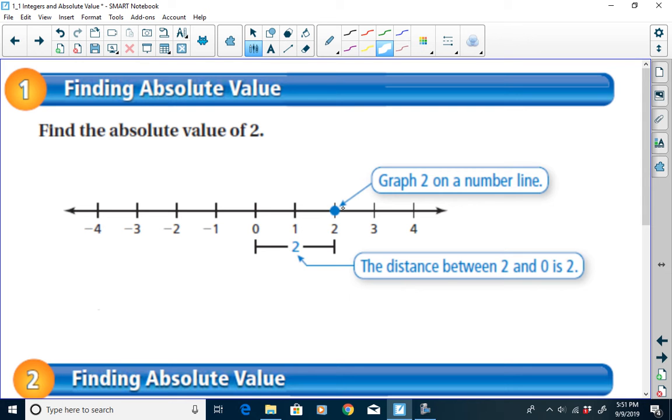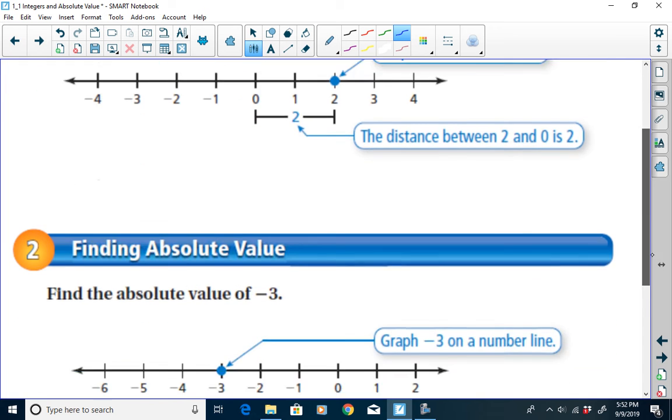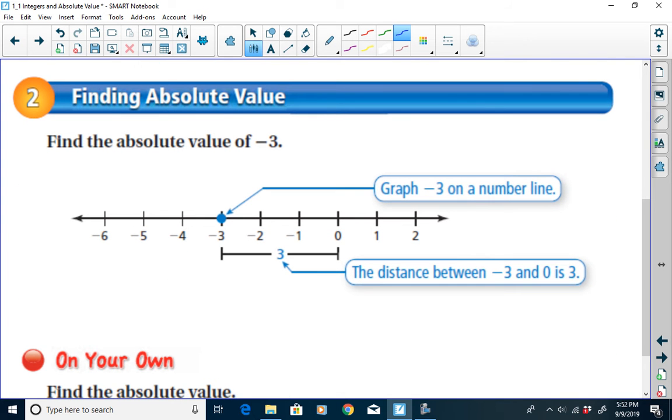is 2 from 0? The value of 2 is 2 units from 0. So the absolute value of 2 is going to be 2. All right? And we would write it this way. The absolute value of 2 is equal to 2. Next example, we're asking for the absolute value of -3. We would write it this way, using the symbols for absolute value.